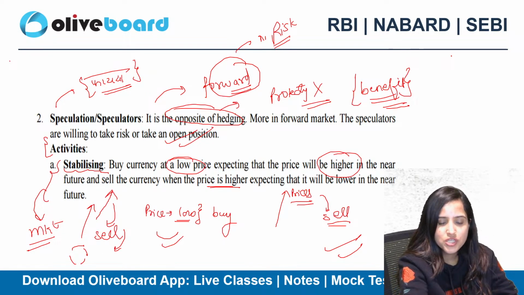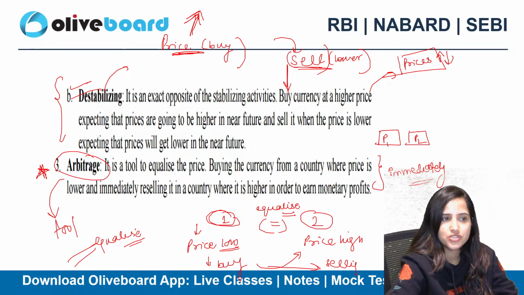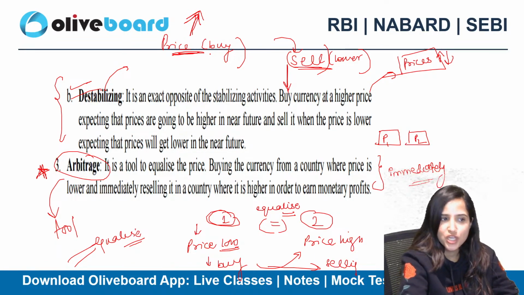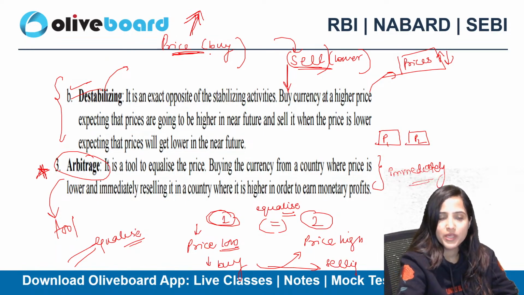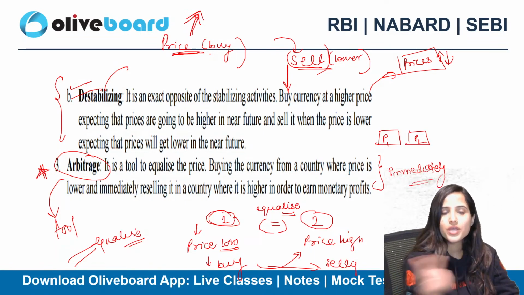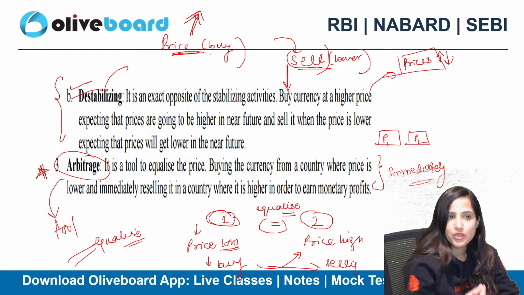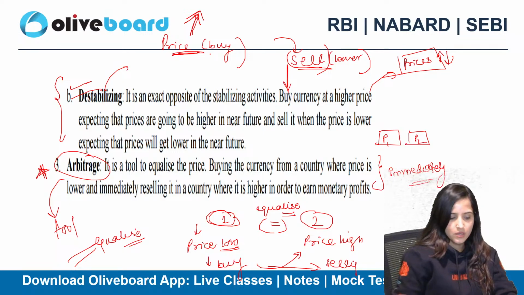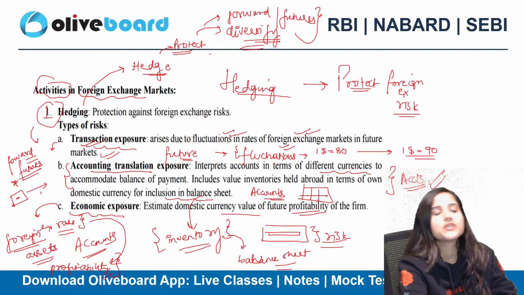So speculation is stabilizing, destabilizing, and third type is arbitrage. ठीक है, so your speculation is of two types, stabilizing and destabilizing. First was your hedging, speculation and arbitrage. So arbitrage, how is it different from speculation? In arbitrage, you are doing it between regions and you are doing it immediately. But in case of speculation, आप अभी खरीद रहे हैं, कुछ समय बाद आप उसे बेच रहे हैं. ठीक है, clear है? So I hope this is clear to you.